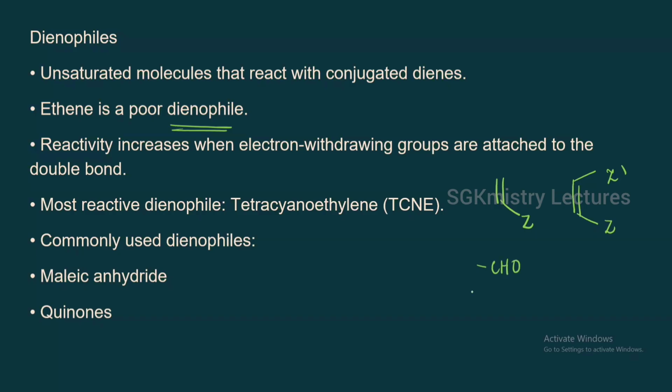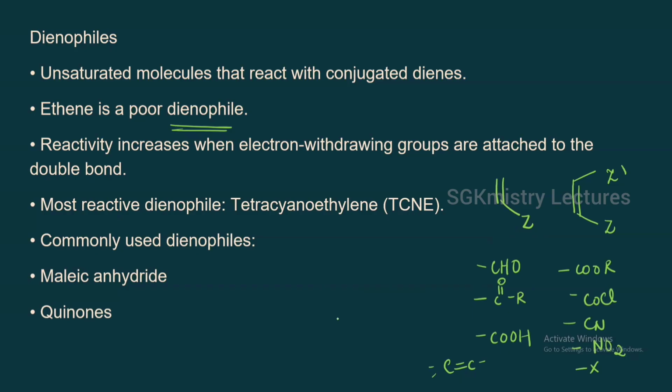You can use CHO, COR, COOH, COOR, COCl, CN group, NO2 group, X, that is halogen, or you can add one more C double bond C group to this particular dienophile, to make it more and more reactive. So you can add any of these different groups.